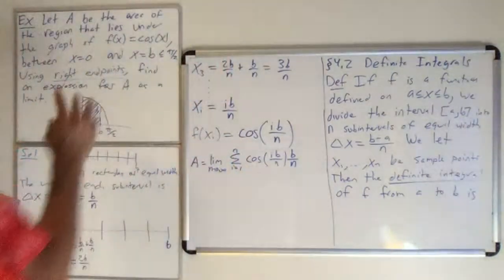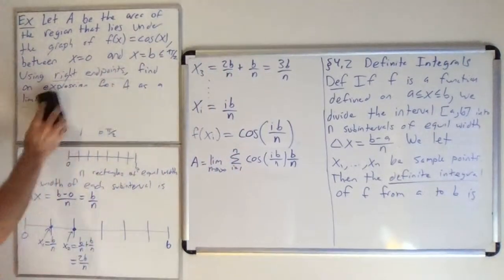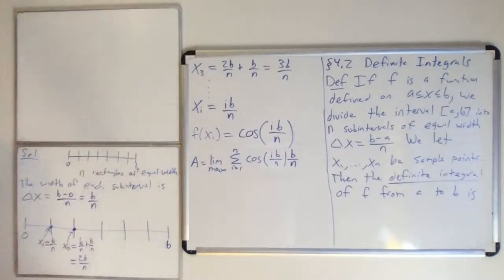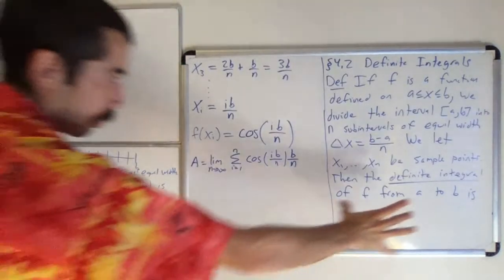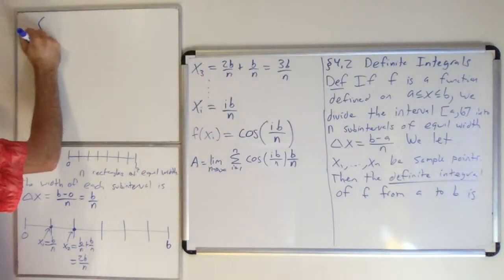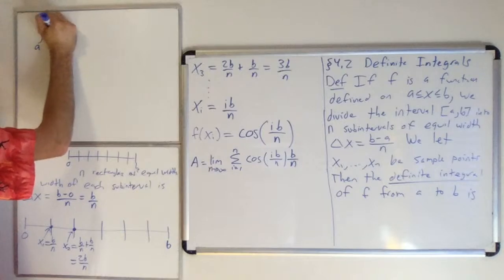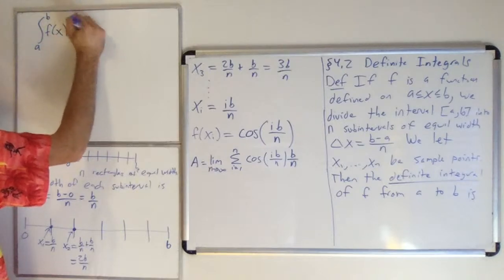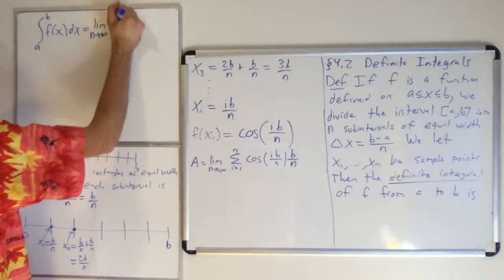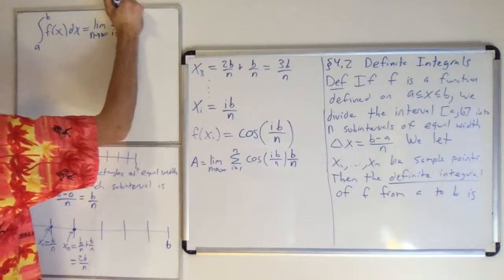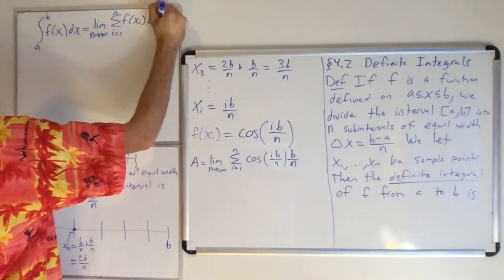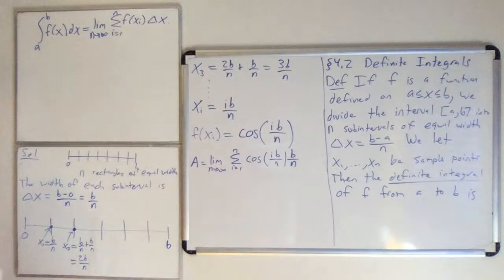I'll write it up here because it's important. We write the integral from A to B of f of x dx is equal to the limit as n goes to infinity of the sum from i equals 1 to n of f of x sub i delta x.